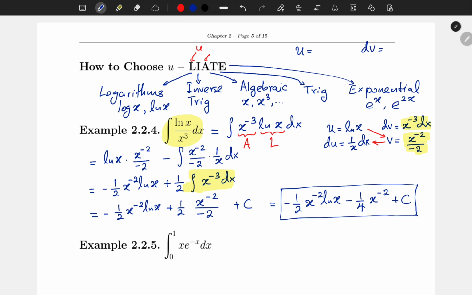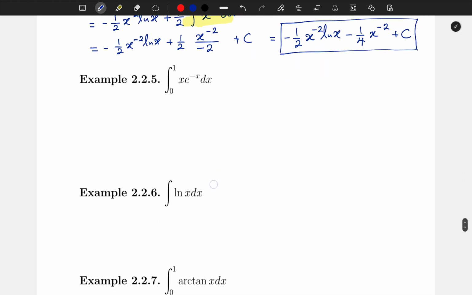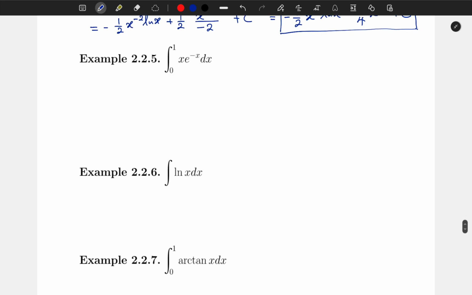Okay. Now let's do a few more examples. Let's move to example 2.2.5. Now there are two functions. x is an algebraic function. e to the negative x is an exponential function.